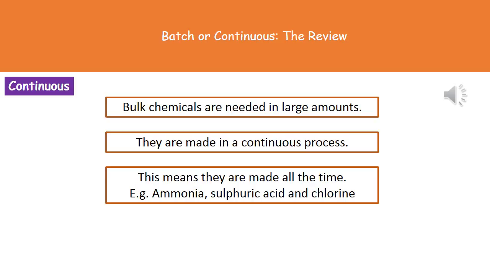Now basically what we're going to use this one for is for making these bulk chemicals, which are the ones that we need in large amounts. Because continuous, as the name suggests, is a process that means we're making those chemicals all the time. So a couple of examples for you there just to help you remember. There's ammonia, which is the Haber process, that's a continuous process, and also sulfuric acid and chlorine. So we need all of those chemicals in large quantities, so we make them through the continuous process.